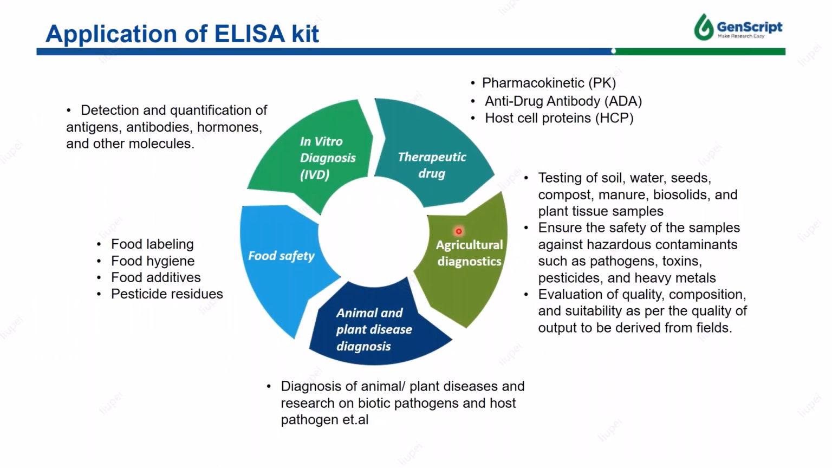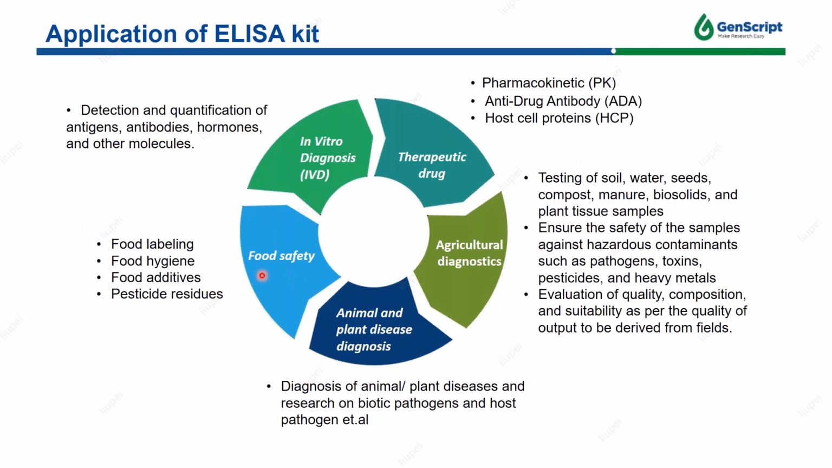As we know, ELISA is used for the detection and quantification of antigens, antibodies, and other molecules. Besides application in the clinical diagnostic, ELISA is used as the exclusive assay method for many research purposes, such as characterizing new proteins and developing new drug therapies. For therapeutic drugs, we can develop PK and ADA and HCP ELISA kits.